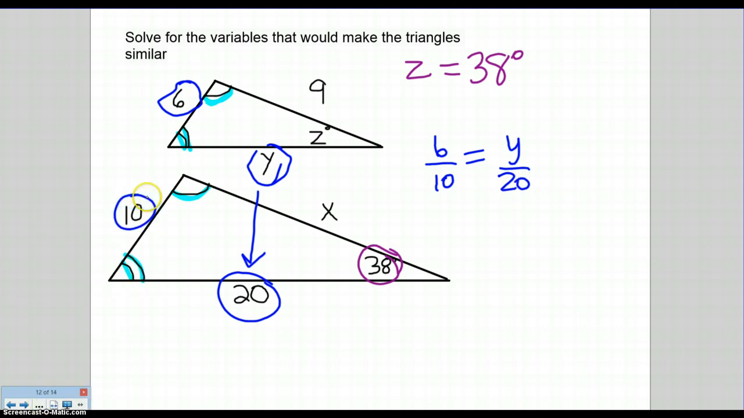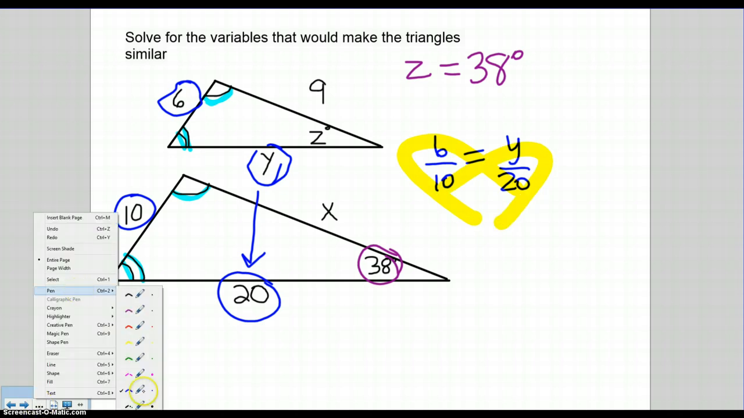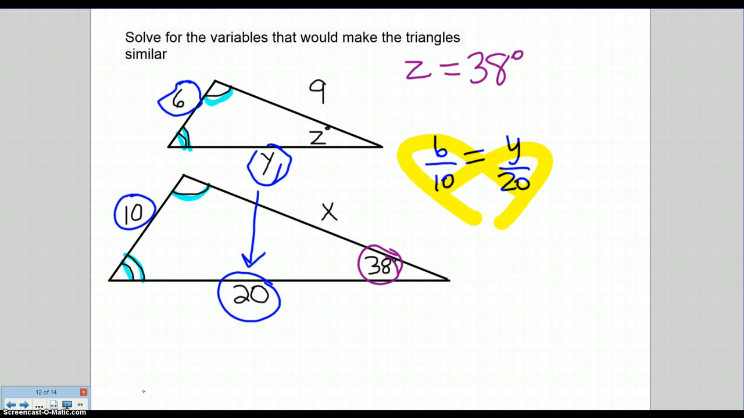Then we're going to do our cross multiplication. So we have 6 times 20, which is 120, equal to 10 times y, which is 10y. Then to get the y alone, we're going to divide by 10. The 10s cancel out, and 120 divided by 10 is 12. So y equals 12. So this remaining side is 12.